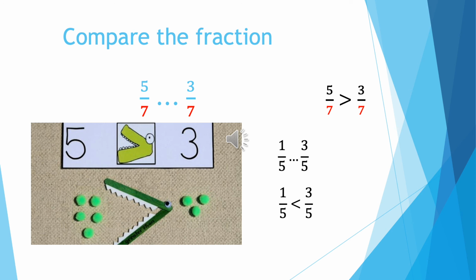And if you have 1 over 5 and 3 over 5, see which one is bigger, 1 or 3. So 3 is bigger. Just eat 3. So 5/7 with 3/7, the bigger fraction is 5/7. And for 1/5 with 3/5, 3/5 is the bigger fraction.